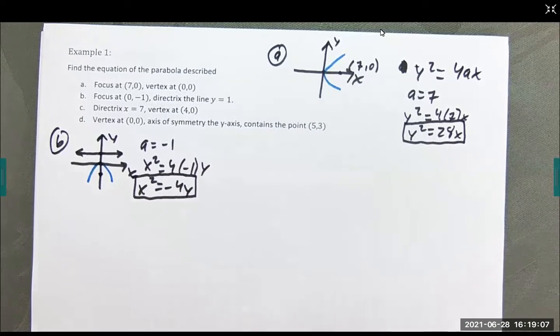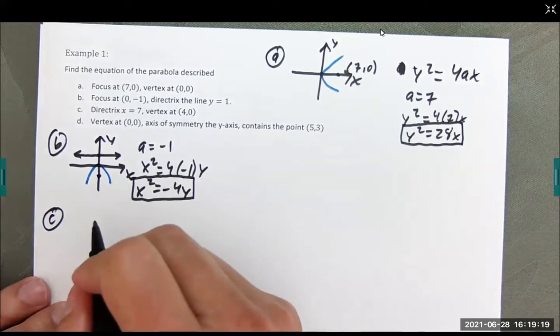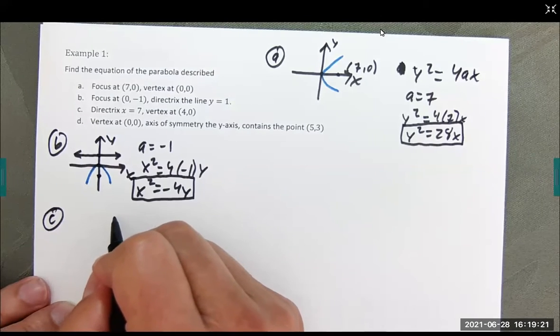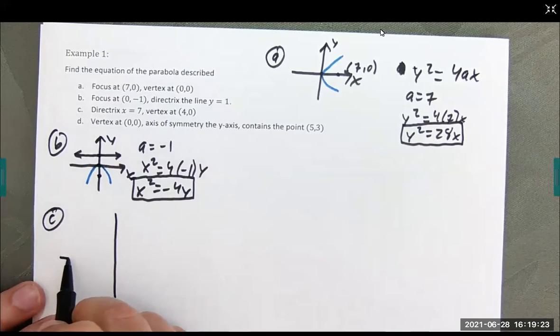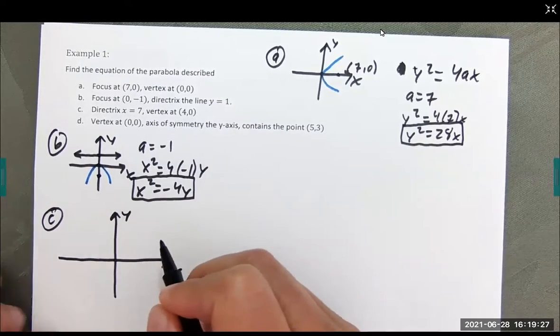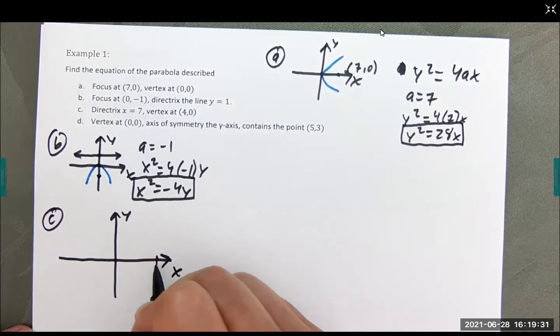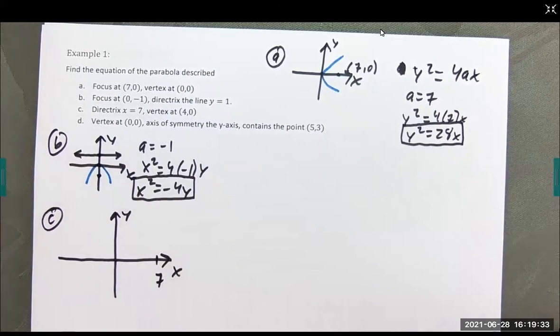Part C. We have a directrix at x equals 7. That means it's a vertical directrix. And a vertex at 4, 0. Let's see what that looks like. A little bit bigger for this one. So directrix at x equals 7. So this will be 7 here. So here's our directrix.